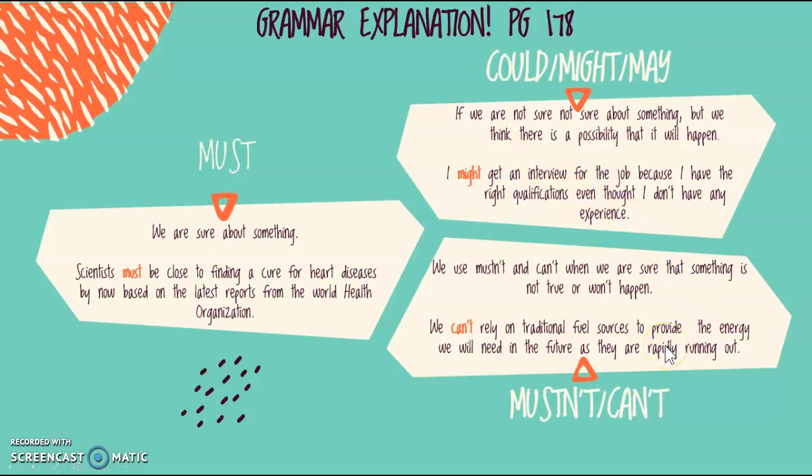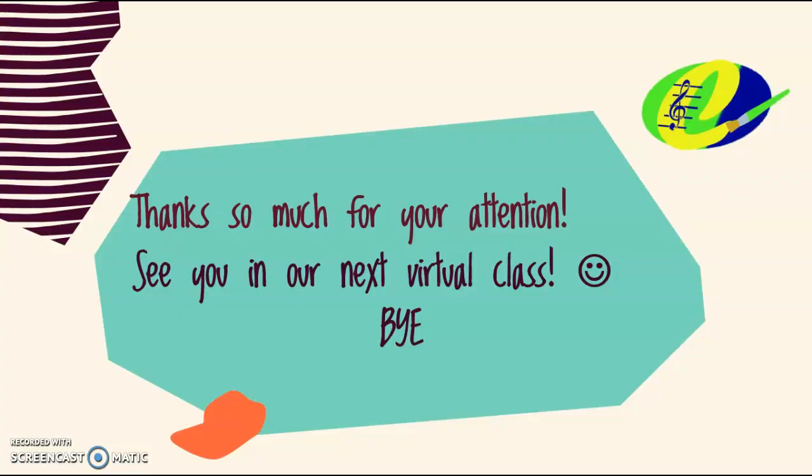In the case of mustn't and can't, you are completely sure that something is not true. It's like the opposite of must. You are sure this is not true or this won't happen. We can rely on traditional fuel sources to provide the energy we will need in the future, as they are rapidly running out. You are 100% sure this is not going to happen. Basically, those are the modal verbs for degrees of certainty.